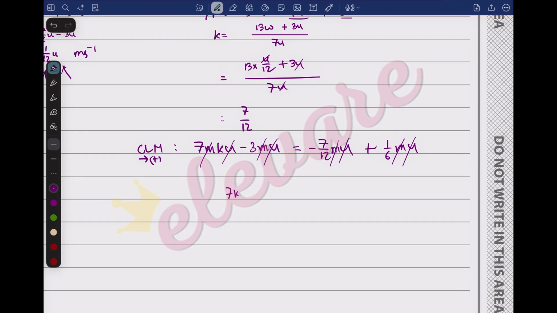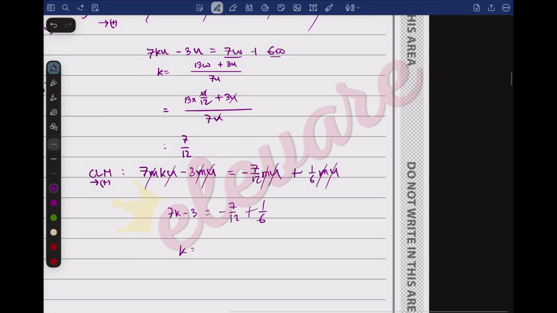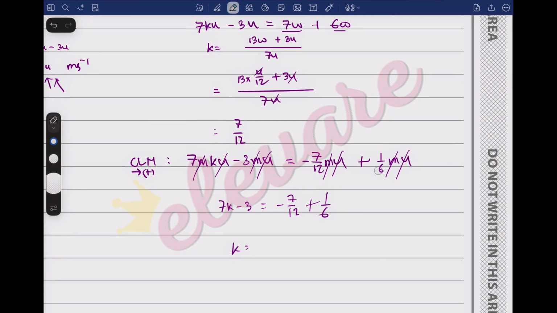Now, what are we left with? We have 7k minus 3 is equal to negative 7 by 12 plus 1 by 6, and therefore the value of k is going to be... I might have made a mistake somewhere. 7 by 12 mu, that's fine, negative. Then we have u by 6 times 3. Oh yeah, this is supposed to be 1/2.